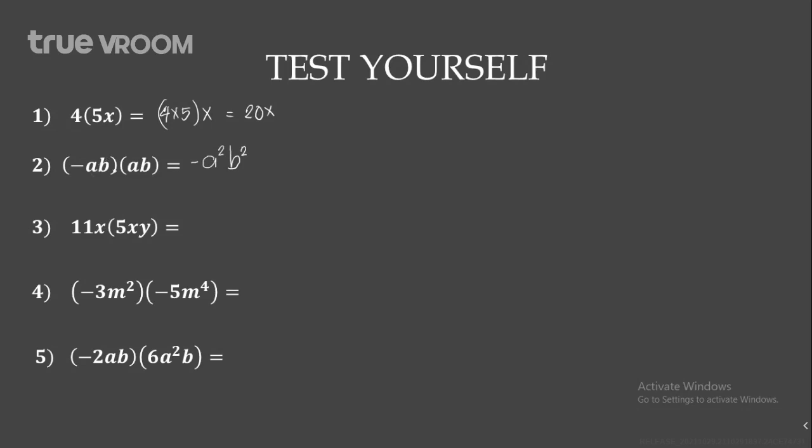Okay, so we have a here. The exponents are 1 and 1. 1 plus 1 is 2. The same with b. 1 plus 1 is 2. So your final answer is negative a squared b squared. Okay, understood number 2? Okay. Very good.